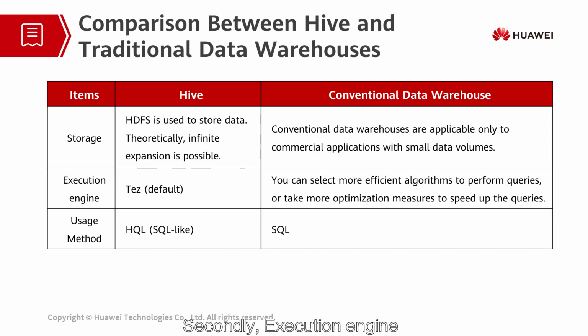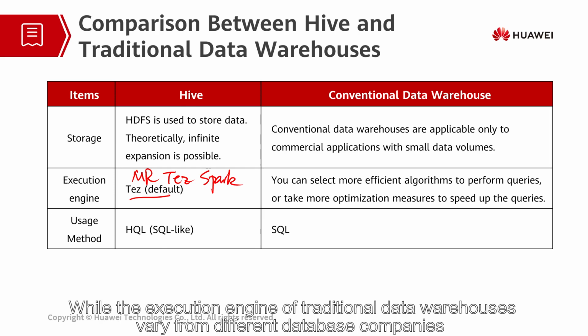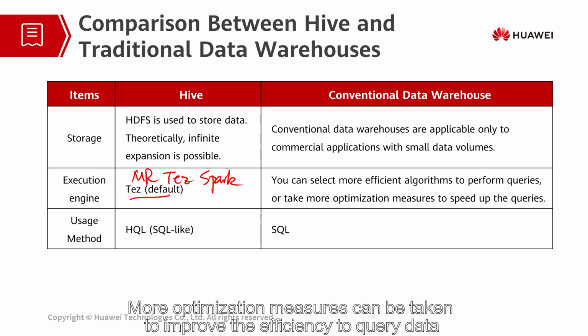Secondly, execution engine. We have mentioned that the underlying computing of Hive can be operated by MapReduce, Tez, or Spark. While the execution engine of traditional data warehouses varies from different database companies, more optimization measures can be taken to improve the efficiency to query data.